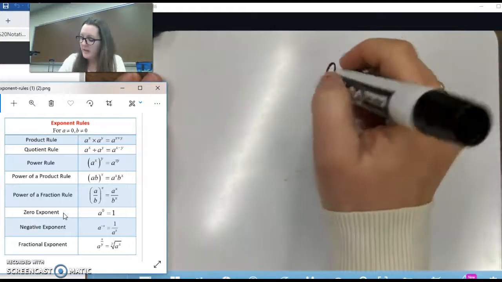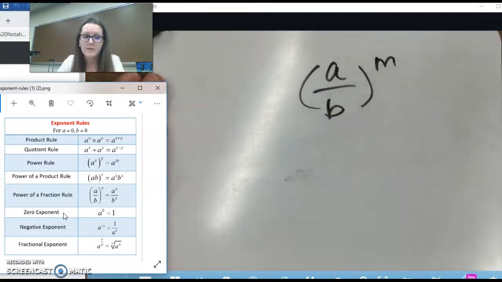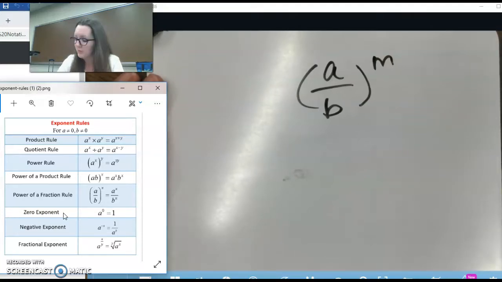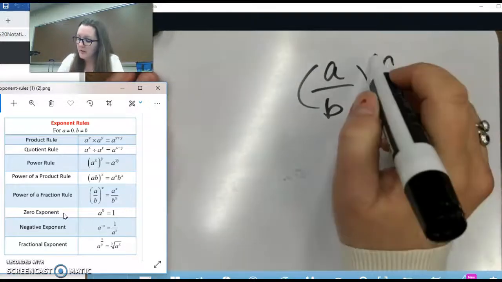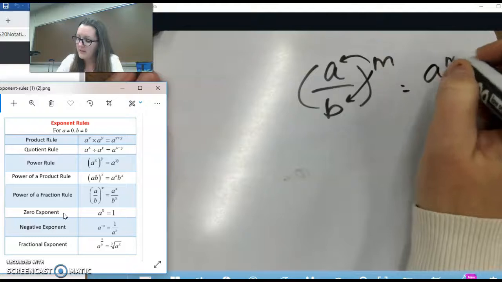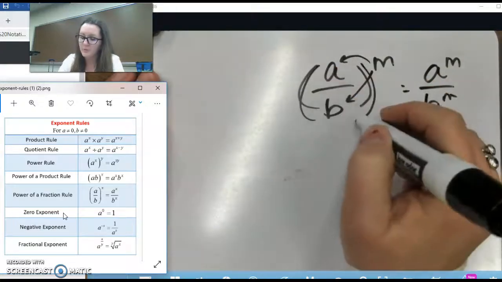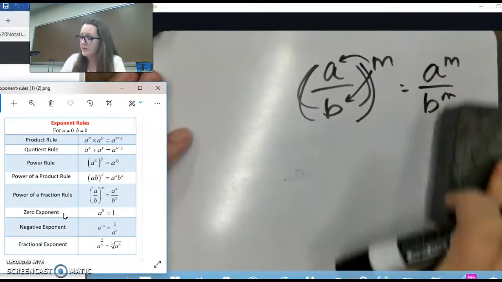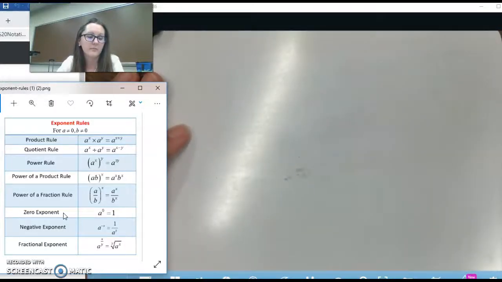Next one, a divided by b to the m power. This is the same thing as the power rule, except you're applying it to a fraction. So same thing, you're going to apply it to the a and the b: a to the m power over b to the m. The important thing here is that you have parentheses. If you don't have parentheses, then it's only applied to that one base.